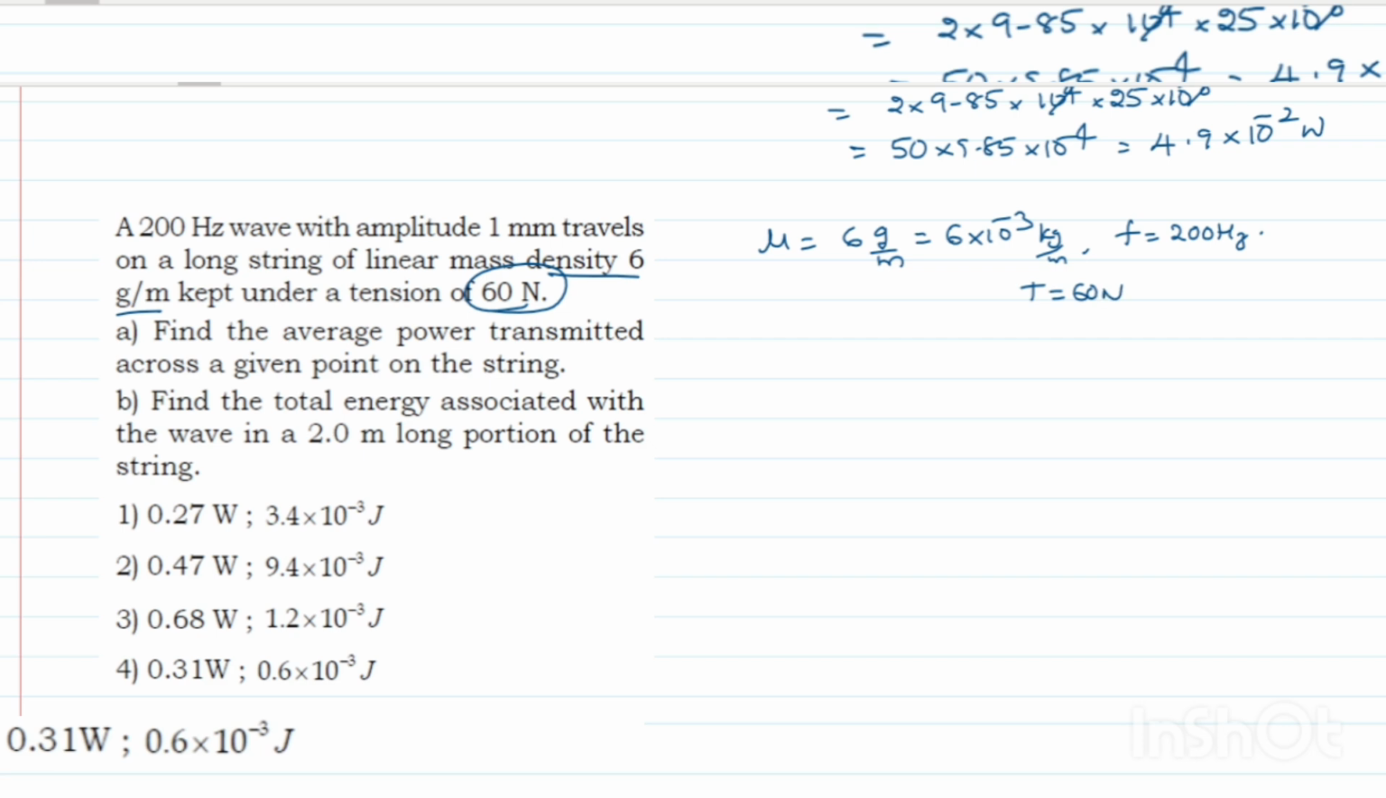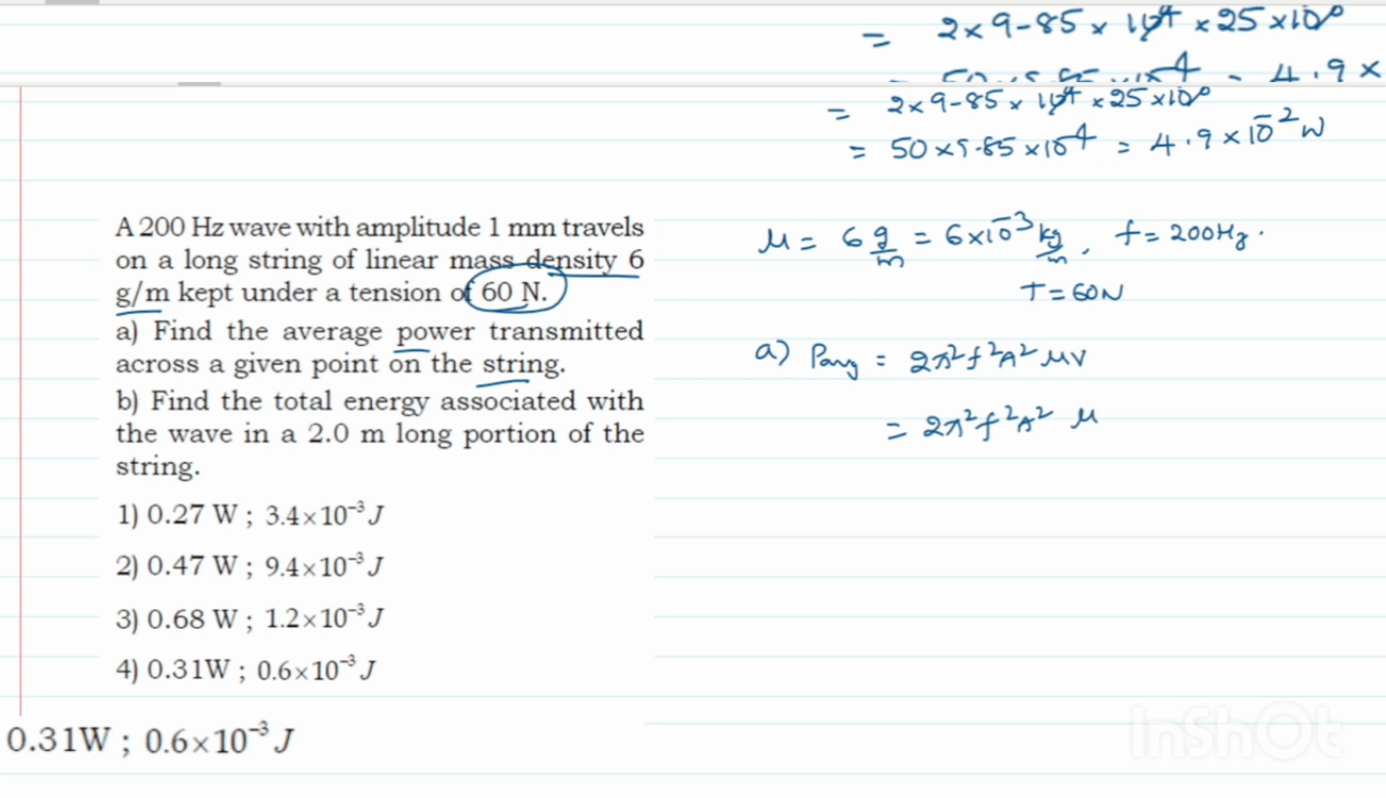So the first question they are asking here, A: find the average power transmitted across the given point on the string. The average power formula we write as 2 pi square f square a square into mu into v, students, and here velocity is not given.